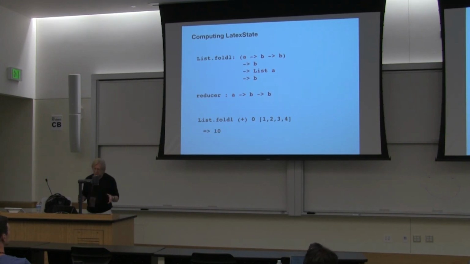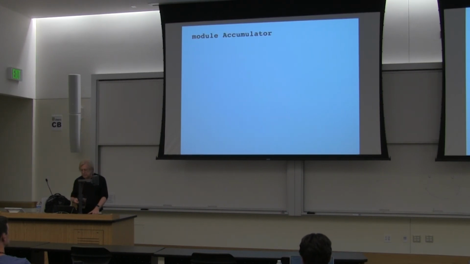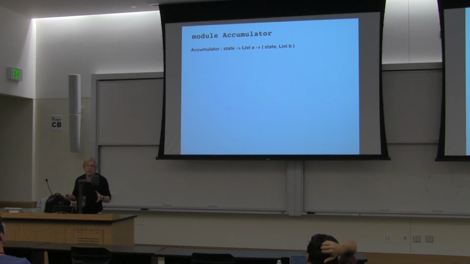We're going to get 10, of course. The function plus is a reducer of type int to int to int. 0 is the accumulator, the value in which we build up the final value. And then we have a list of inputs. Okay, so the way we're going to build up this LaTeX state is using something called an accumulator. So that's a little gizmo that accepts a state as input and a list of things and produces as output an updated state and another list. Okay?